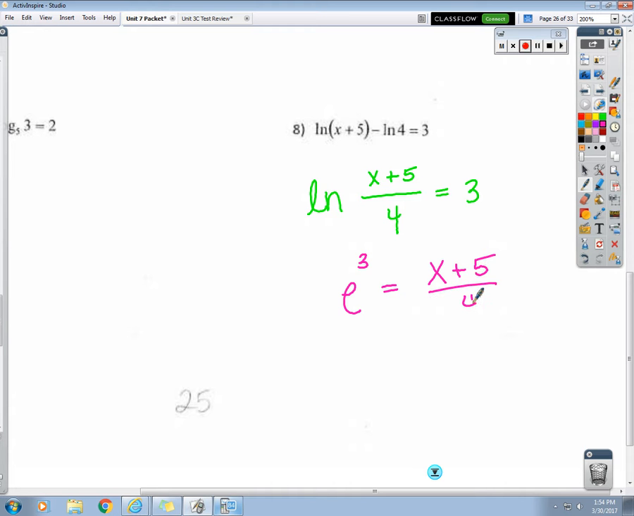And then what are you going to end up doing to this e cubed? Multiplying it by 4, and then after that, subtracting 5 from it. So that'll be the answer. You just type it in. 4e to the 3rd minus 5. Okay, and you should end up with 75.34 when you type that in. Okay, any other ones off that page?